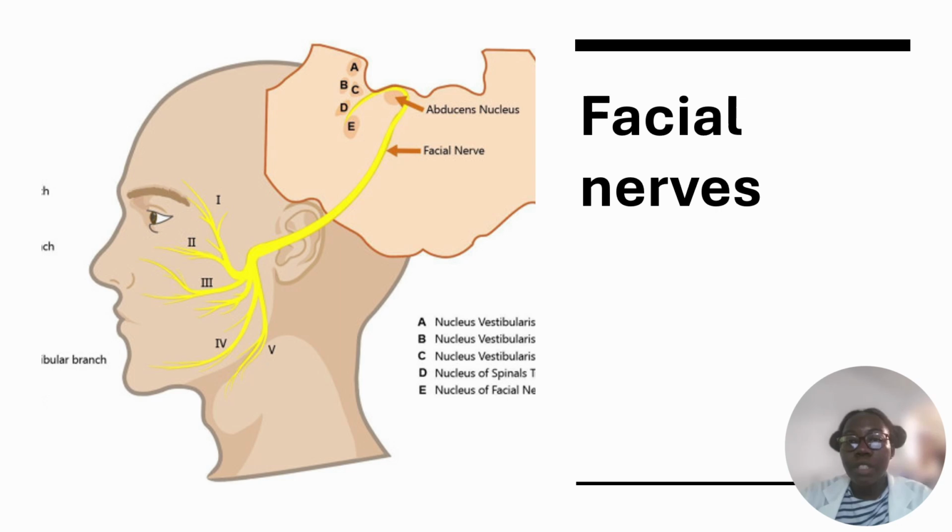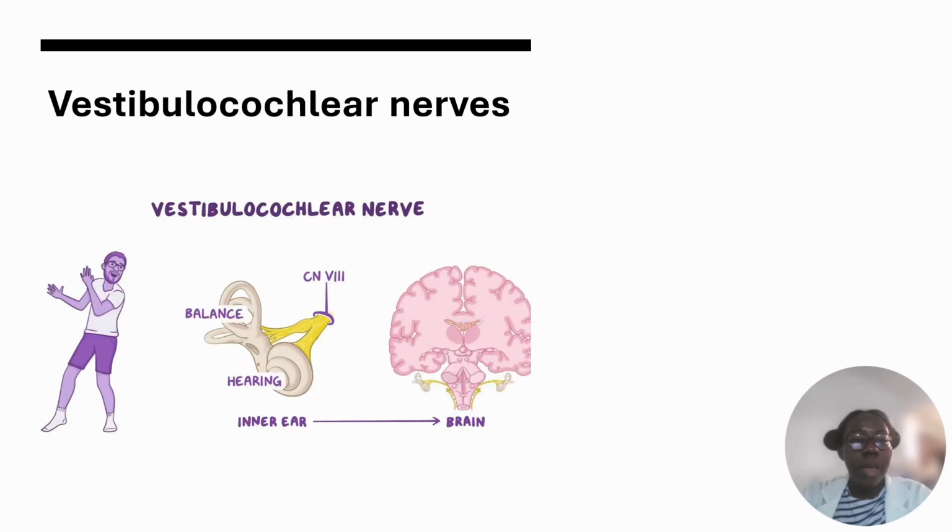So we have in eighth position the vestibulocochlear nerve. As its name indicates, it innervates the vestibule and the cochlea, which is in the ear, so it provides balance and hearing in the inner ear. So this is the eighth set of nerves, and if we're able to walk, it's because of this nerve.